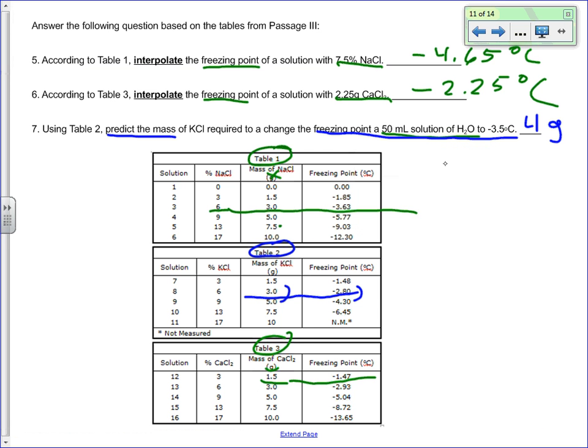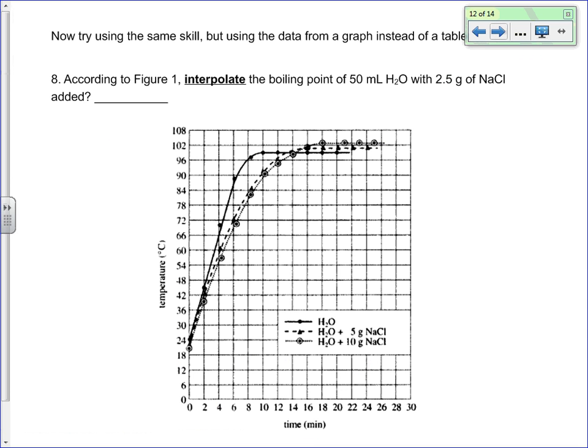All right, so let's take a look at question 8 then. Question 8 says, according to figure 1, interpolate the boiling point of 50 milliliters of water, 2.5 grams of NaCl added. This is another situation where, reading a question, you can immediately cross off this whole 50 milliliters of water thing because it doesn't matter. Every single one of the experiments is run with 50 milliliters of water, so don't let the data get confused because the question is changed.